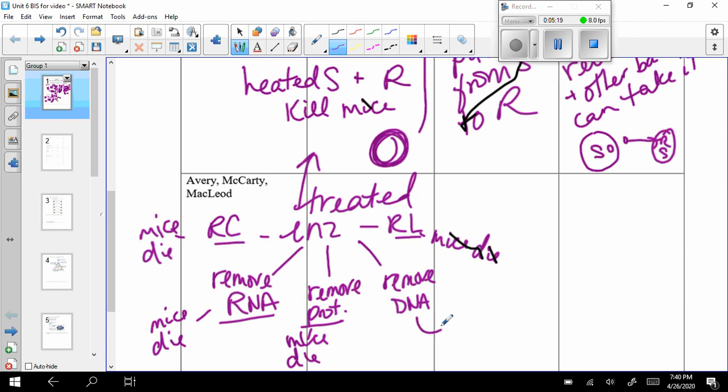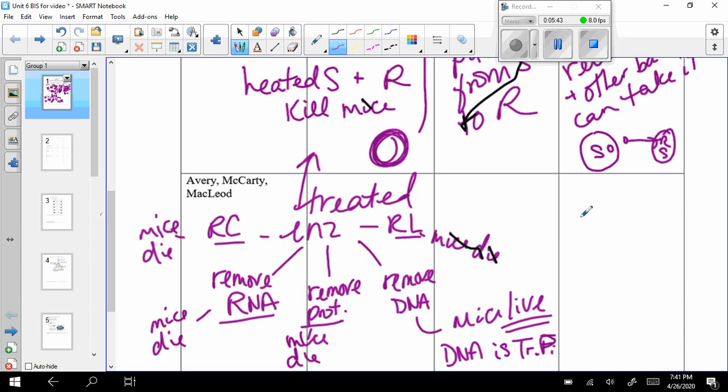So when you remove the DNA, all of a sudden the mice live. That tells us the DNA is the transforming principle. It is the thing that is being passed on from the S to the R, because when you remove it, your experiment doesn't work like it used to.